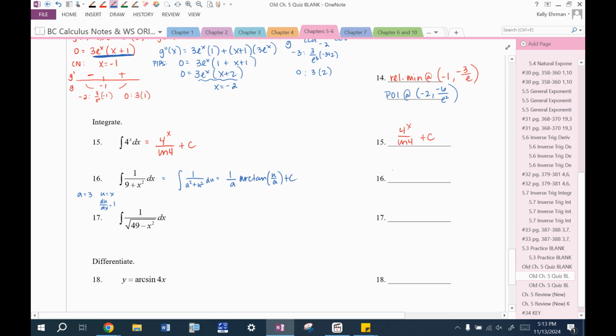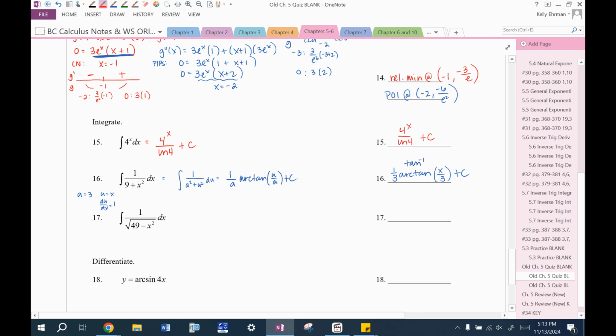So let's fill in the numbers that we have. So that's 1/3 arctan, which is the same as inverse tan, if you prefer to write that. I don't care. Of u over a, so x over 3, plus c.